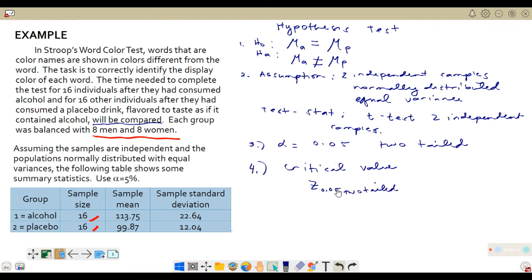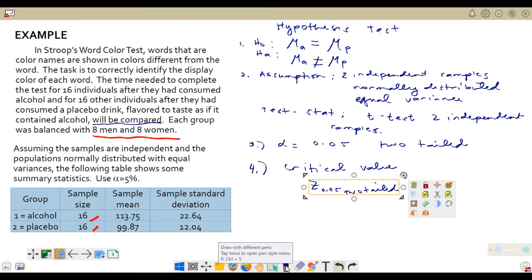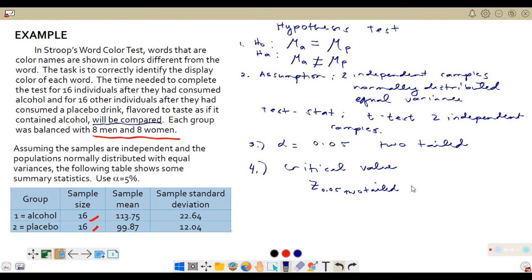Kasi diba sabi ko, mas madaling tandaan yung Z table ng two-tailed. This is actually 1.96. Okay? Check nyo rin siya dun sa mga dati nating lessons.